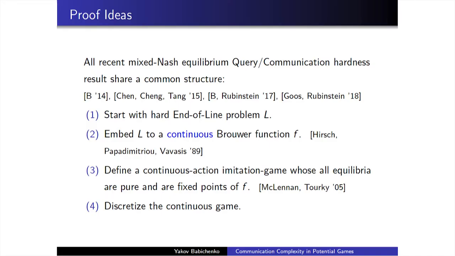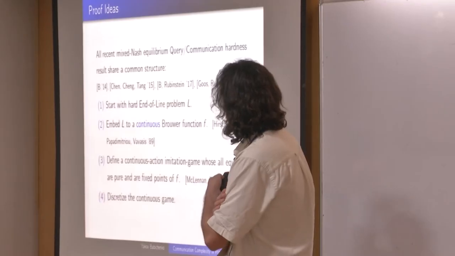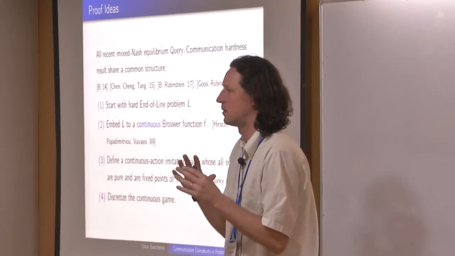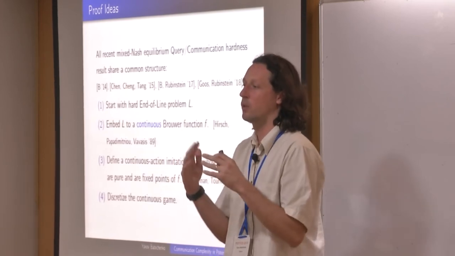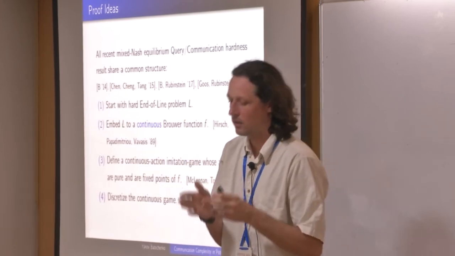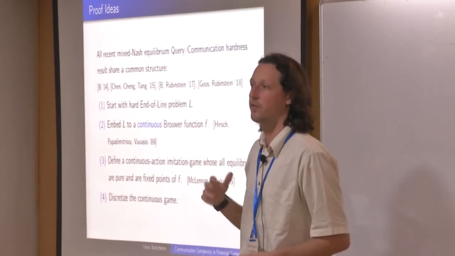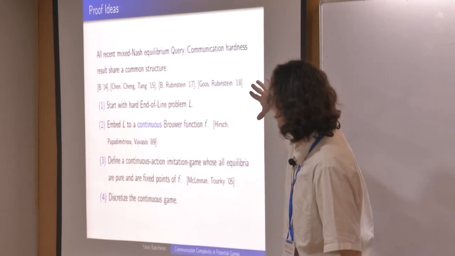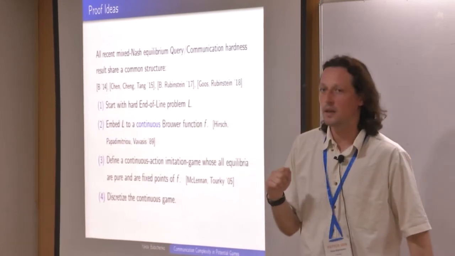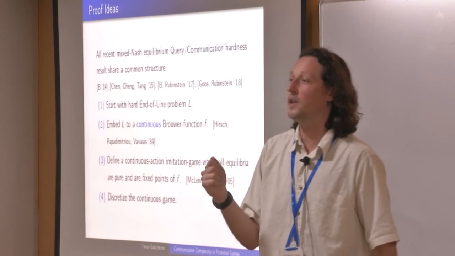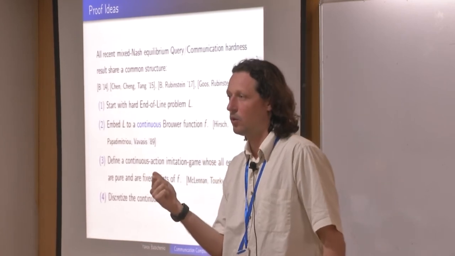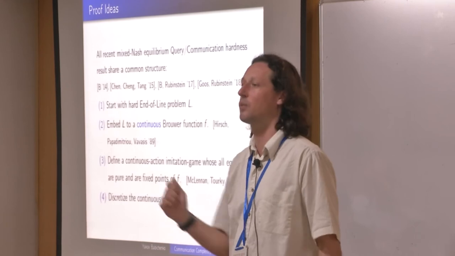So the real interesting, the real deep theorem is the first one about potential games. And before I get to the proof ideas of our paper, let me tell you some general structure of a proof that recently has been implemented in quite a few papers for proving some informational lower bound on mixed equilibria, right?